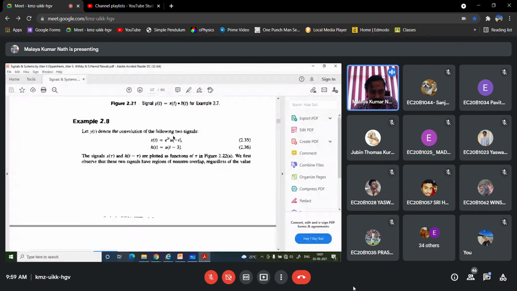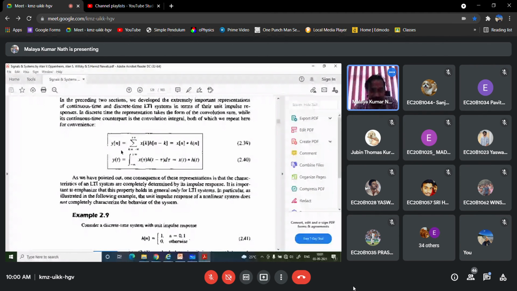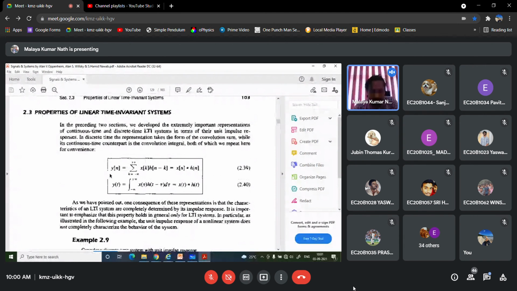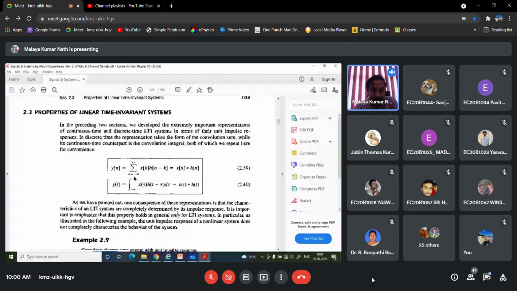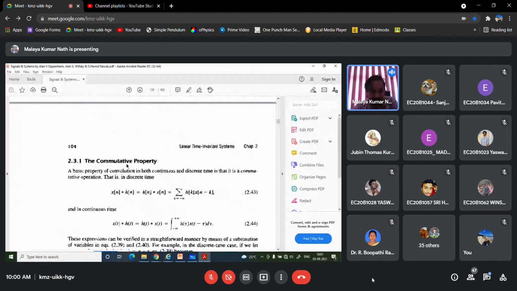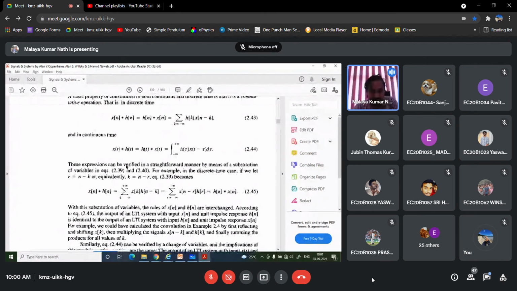Now here the two formulas of convolution are given, in the continuous domain as well as in your discrete domain. In the discrete domain this is represented by the sum over k equal to minus infinity to infinity of x of k h of n minus k, whereas in the continuous domain it is the integration from minus infinity to infinity of x of tau h of t minus tau d tau. So these are the two things that you see here, and we have discussed all the properties of this convolution, that is the commutative property, the distributive property, as well as some others.